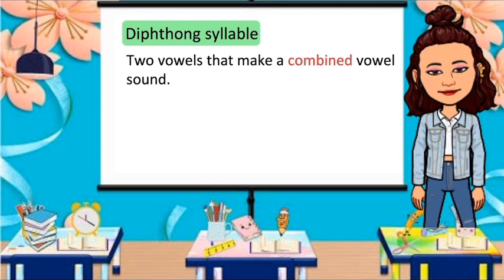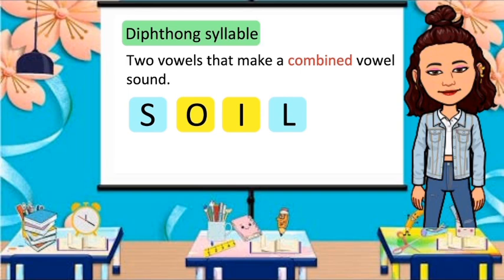Diphthong syllable. This type of syllable contains two vowels that make a combined vowel sound. For example, soil. As you can hear, I pronounce both vowels. The letters O and I make a combined oi sound. Soil. This rule applies to vowels OI, OO, OY, OU, OW, AU, EW, and AW.